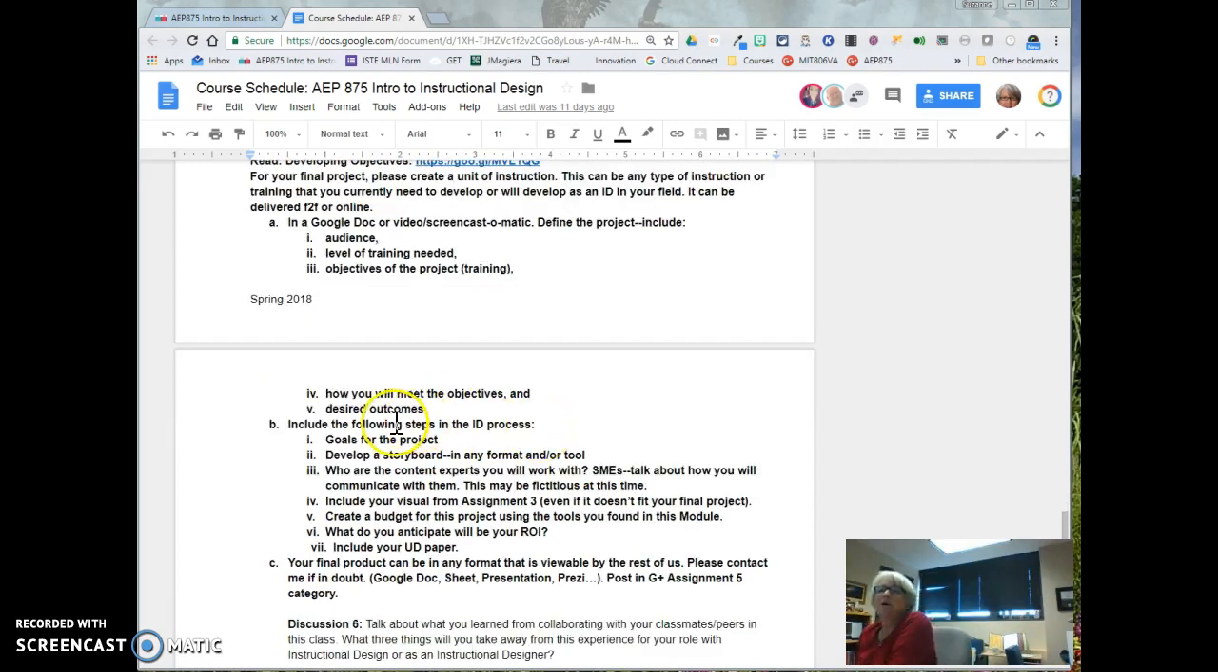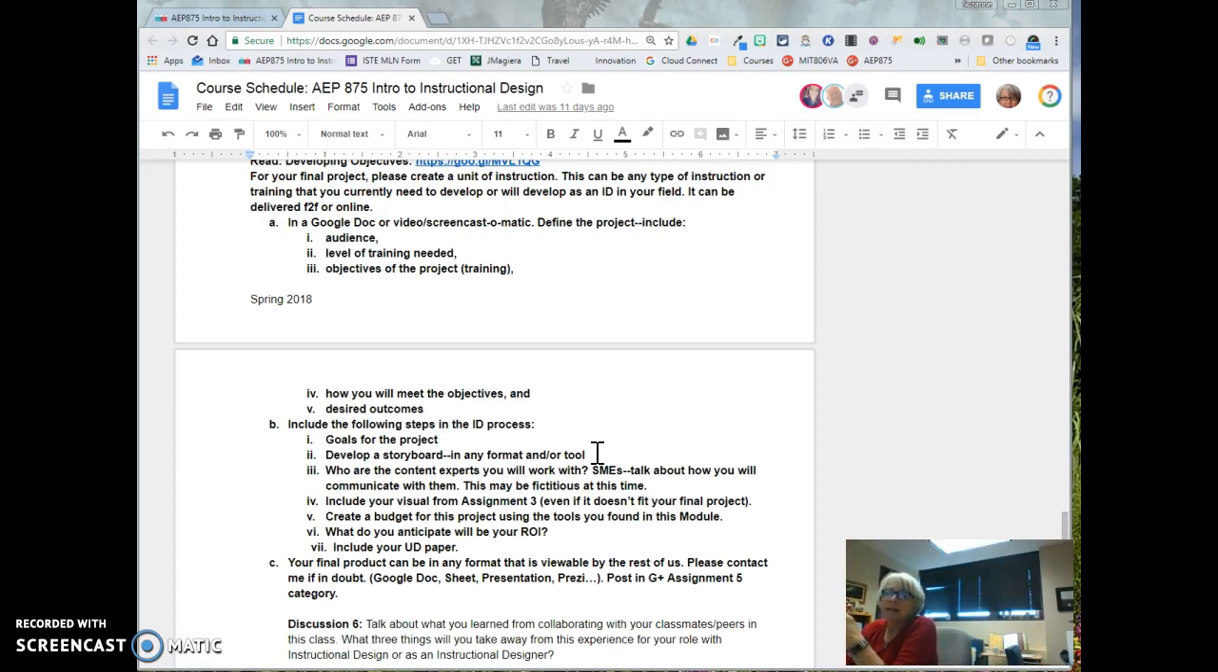So then the second part of that is the steps. You want the goals for the project. I'd like you to develop a storyboard in any format and any tool, and we've already looked at storyboards in here. So use whatever would make sense to you. And storyboard, remember, is just kind of looking at the project, mapping it, however that would work for you. Who are the content experts you'll work with, the SMEs, the subject matter experts, and talk about how you'll communicate with them. Maybe fictitious at this time, but talk about how you would relate to these people.